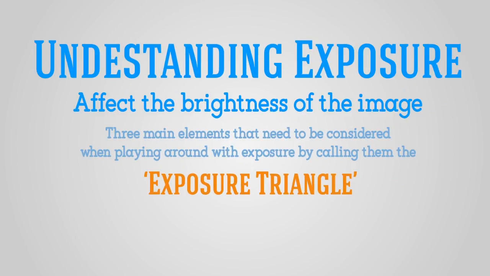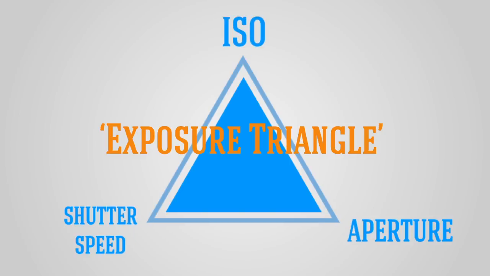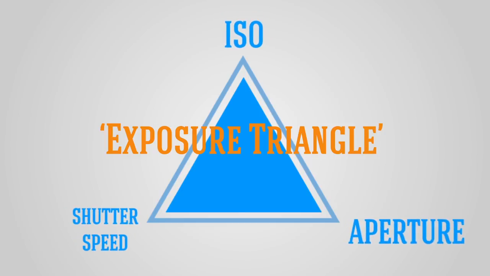Exposure affects the brightness of the image, and there are three main elements that need to be considered when playing around with exposure. It's called the exposure triangle. The three main elements are ISO, aperture, and shutter speed. Most importantly, a change in one element can impact the others.